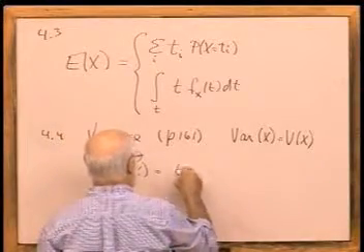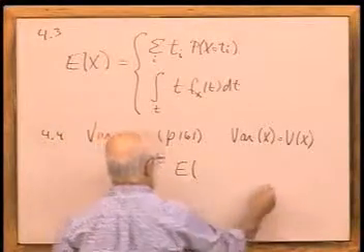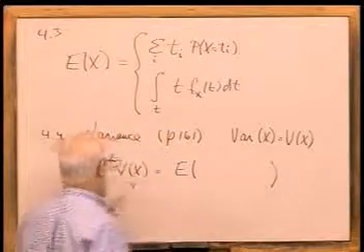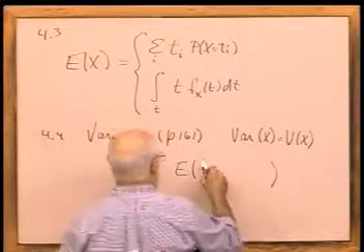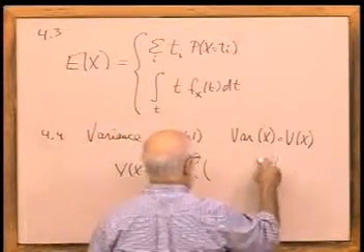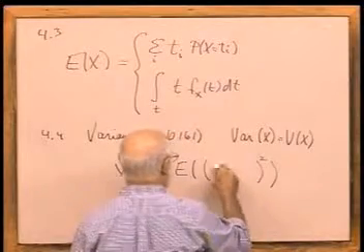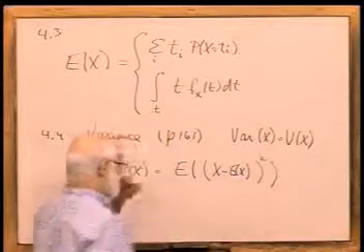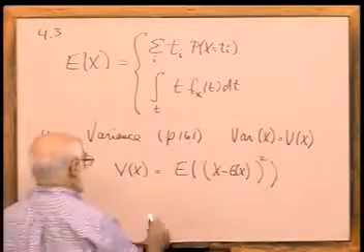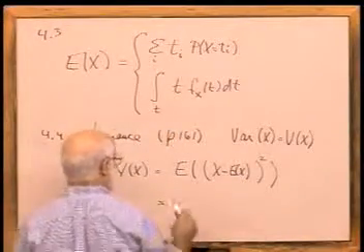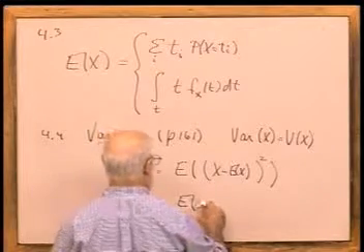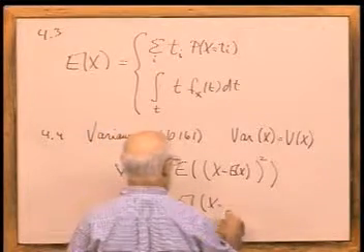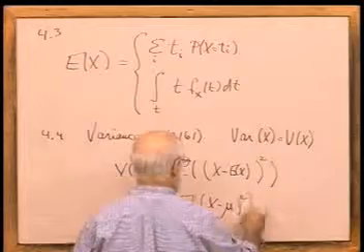It's the average value or expected value of, and then what I want to take the expected value of is the square of the difference between the random variable and its average value. It looks simpler if I write it another way. I'll write that as the expected value of (X minus mu) quantity squared.